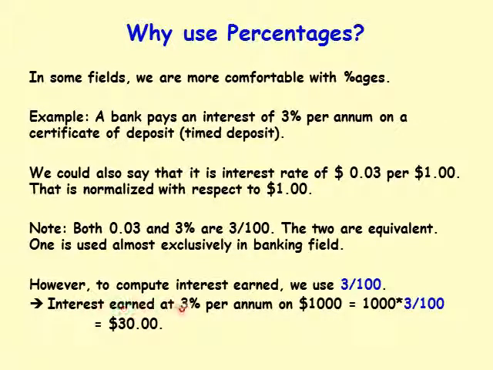Interest earned at 3% per annum on $1,000 in 1 year is $30. How do we do that? 1,000 times 3 divided by 100 is $30. There are 2 zeros in 1,000 and 2 zeros in 100, which cancel out, and that becomes $30. Let us continue.